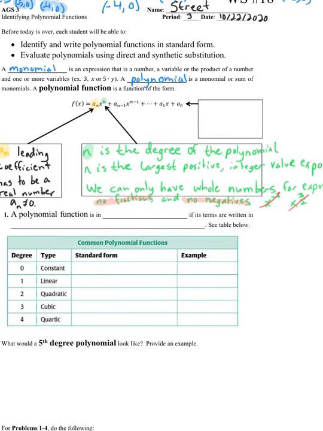Last thing to talk about from this equation up top is this last number, a sub 0. A sub 0, or a naught, that is called the constant term. It's the c value from a quadratic, ax squared plus bx plus c.